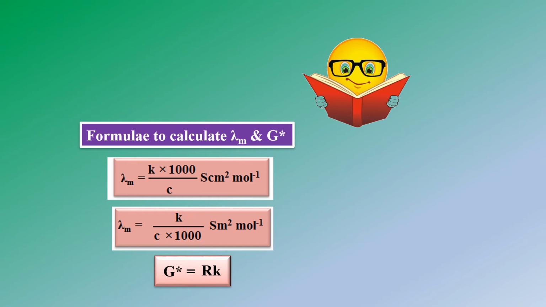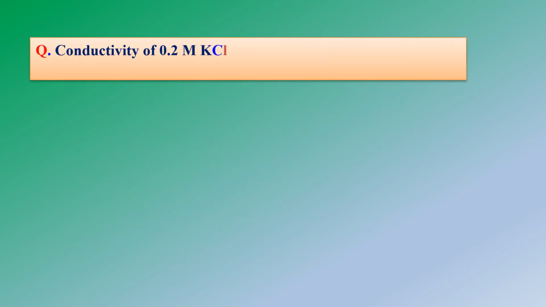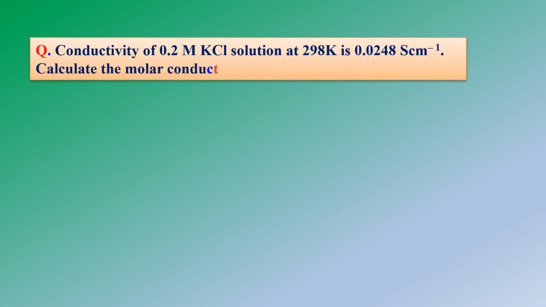And the cell constant G star can be calculated by using the formula R into K. These are the different formulas we are using for the calculation of molar conductivity lambda m and cell constant G star. First problem on molar conductivity.